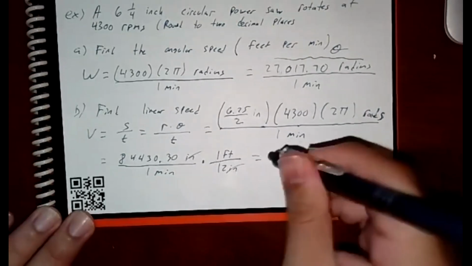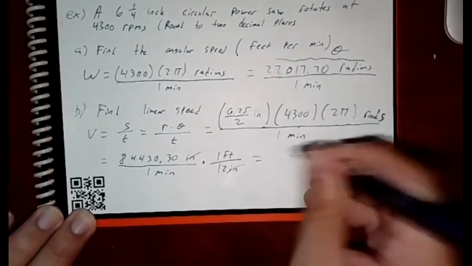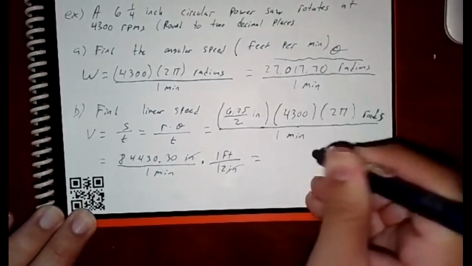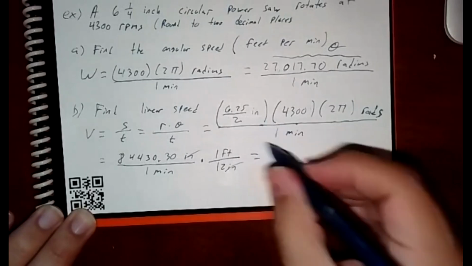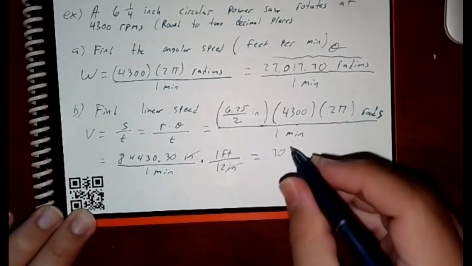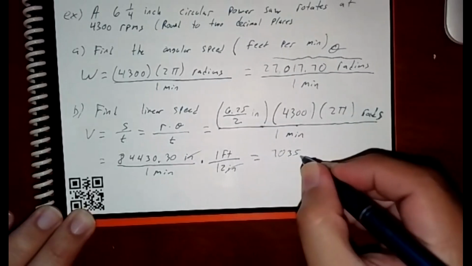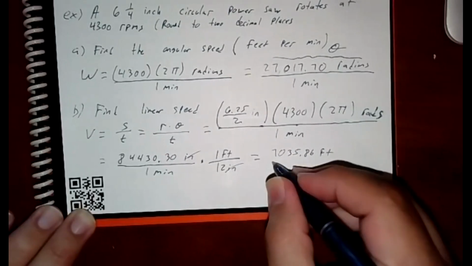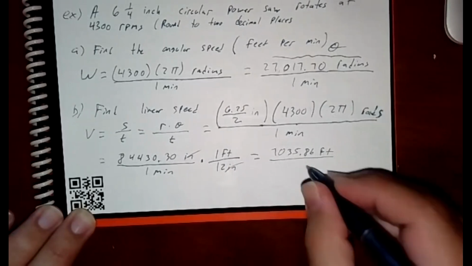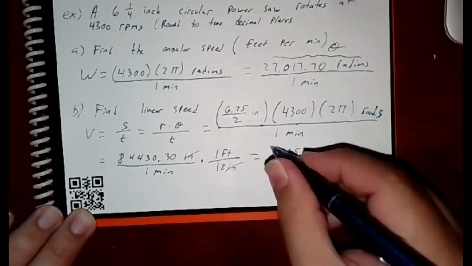Actually, that's not right. Maybe multiply it again. Not 2,000, 7,000, sorry. 7,035.86 feet per minute. There we go, finally.